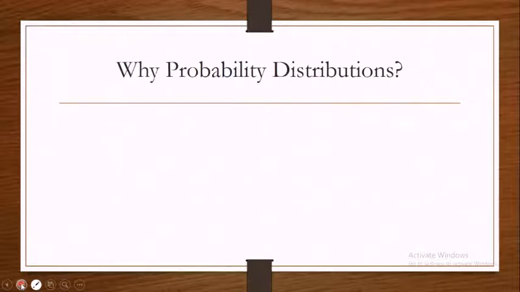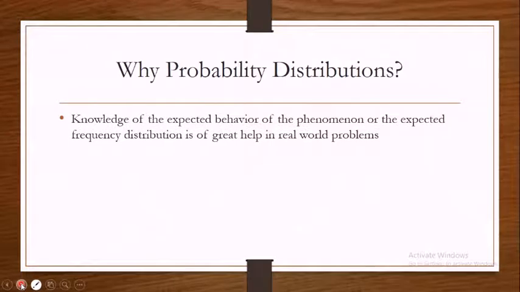Now why is the probability distribution so important in statistics? Whatever I'm going to say, you have to keep the cobbler's example and the restaurant owner's example in your mind, and just imagine as I read out these sentences. To acquire the knowledge of the expected behavior of certain phenomena or the expected frequency distribution is of great help in real world problems.